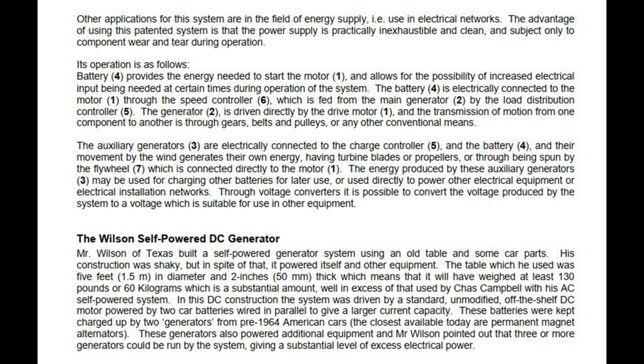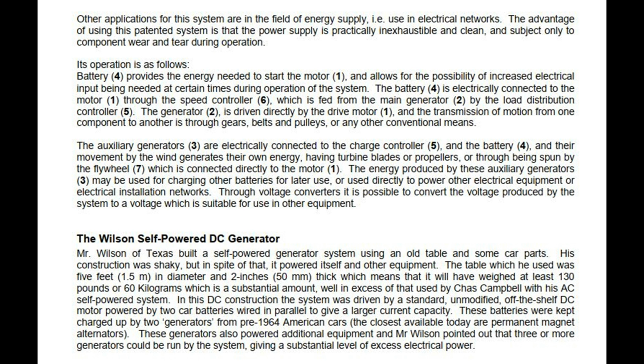The energy produced by these auxiliary generators, 3, may be used for charging other batteries for later use, or used directly to power other electrical equipment or electrical installation networks. Through voltage converters it is possible to convert the voltage produced by the system to a voltage which is suitable for use in other equipment.